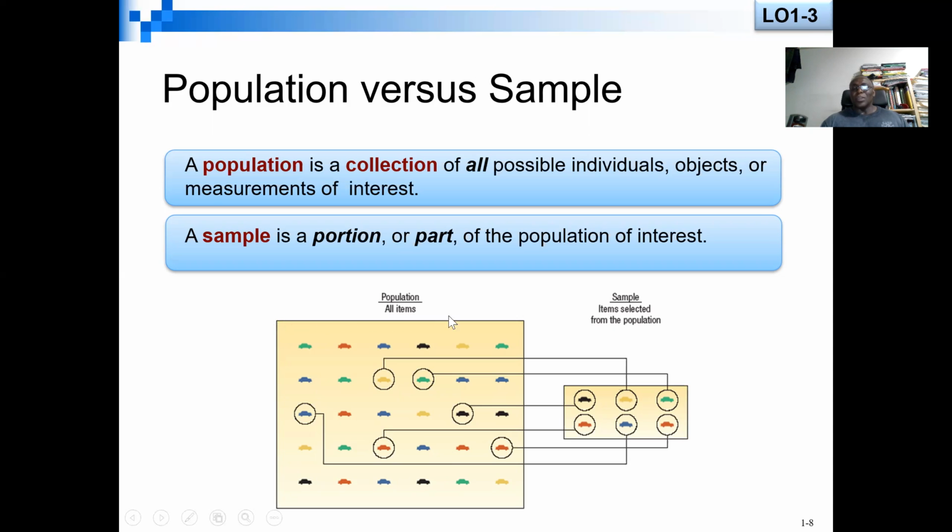A box, a big rectangle or square box, and we can see that it's very big. And we have some items inside. Now, all the items is a population. Now, if I take only 6 out of the total, it should be around 30 items here. Now, I want to do analysis. So we decided to take only 6 out of the 30. So the big box will represent the whole population, and the small box will represent the sample.